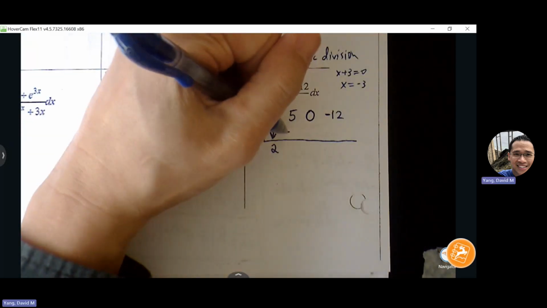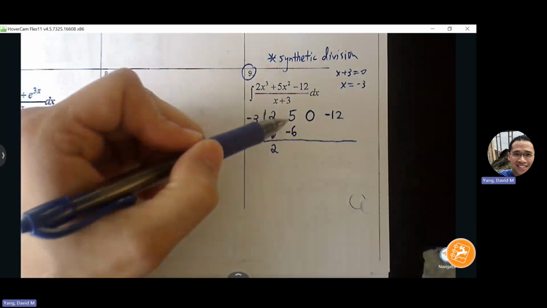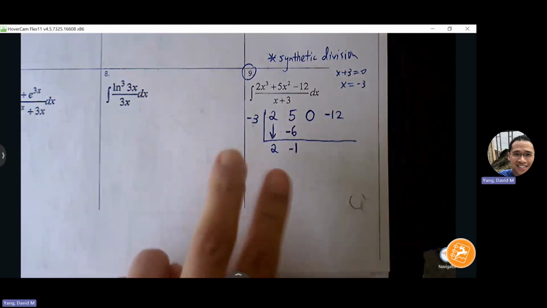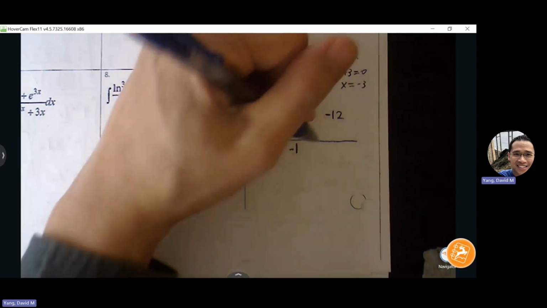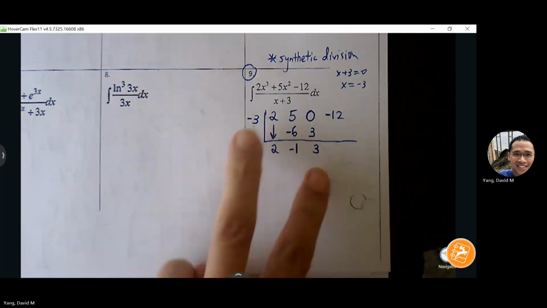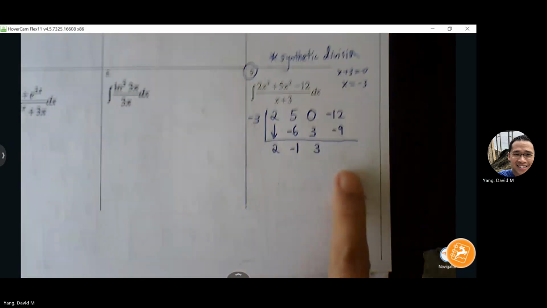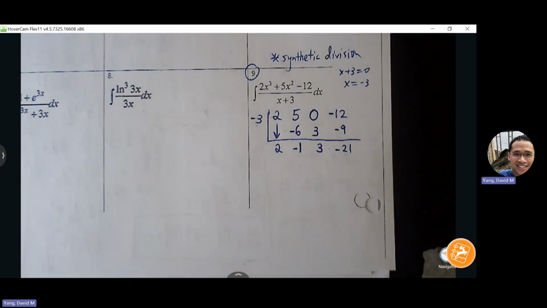-6. So you're going to put the -6 on the second row, and then you're going to add. 5 minus 6 is -1. Take that number, multiply again with that factor. -1 times -3 is 3. Add again. Multiply again. And add. That's the remainder. Yeah, that'll be the remainder.